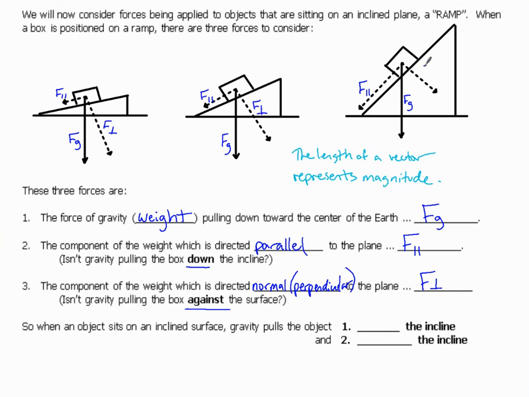And the third one, very steep ramp. The perpendicular force is very small compared to the other two. The force pulling it down the ramp is greater than the force holding it against the ramp. So when an object sits on an inclined surface, gravity pulls on the object down the incline and against the incline.